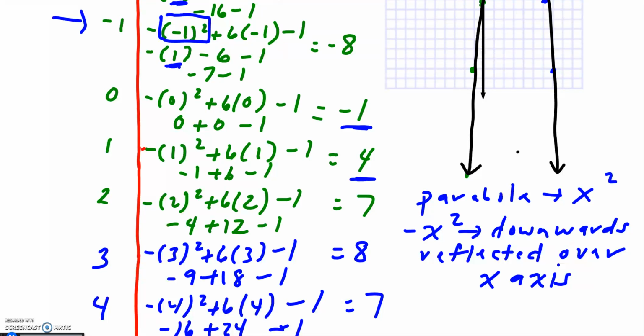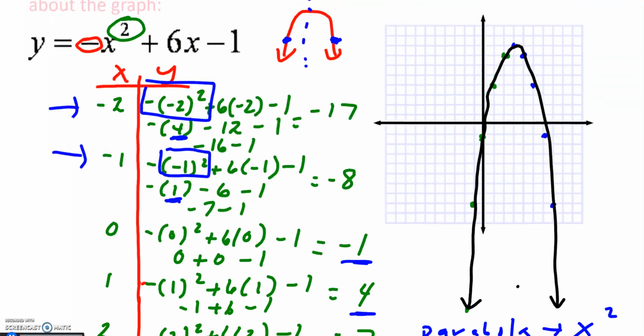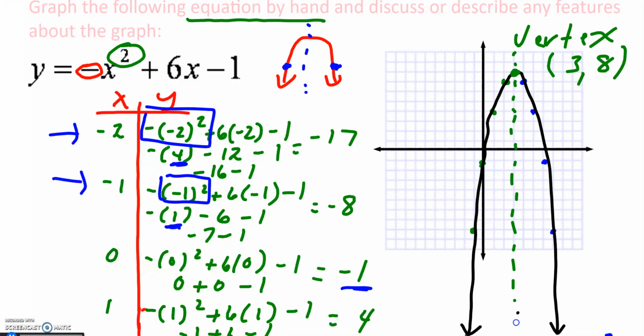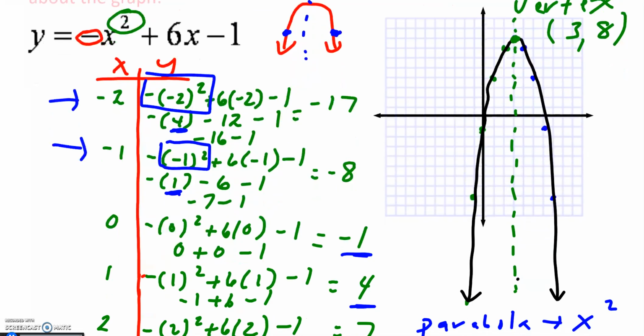Other characteristics of this parabola is a vertex. So let me go up here. It looks like this parabola has a vertex where it turns around at 3, 8. And that vertex also has to do with something, as you might recall, as the axis of symmetry. And that's the line that causes the symmetry or cuts the parabola in half. So another characteristic is the axis of symmetry. And the axis of symmetry is a vertical line. And notice it hits the x-axis at 3, so the equation of the axis of symmetry would be x equals 3.